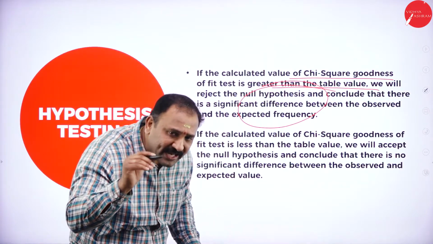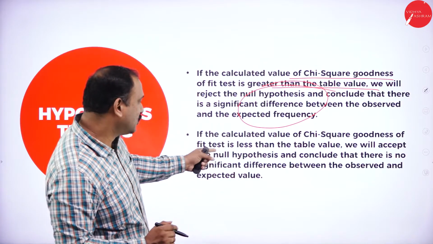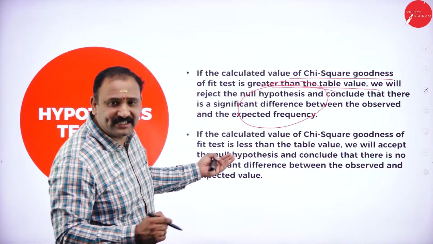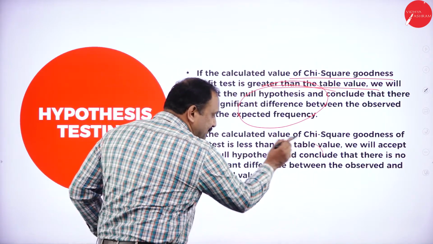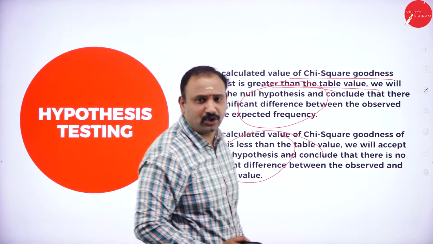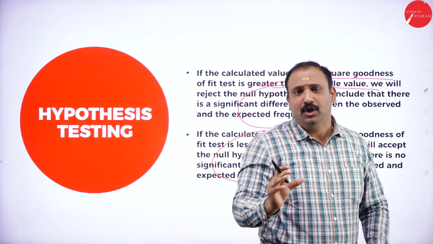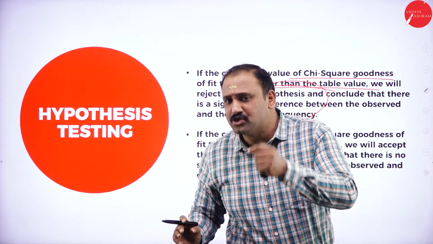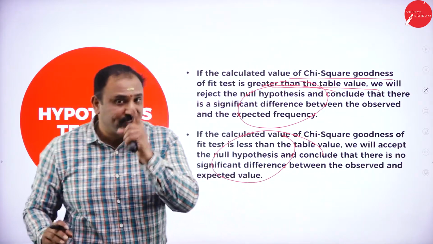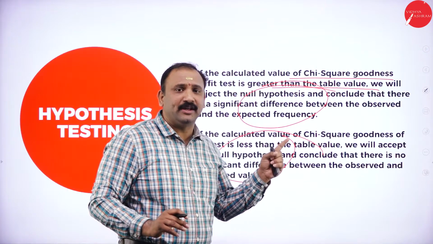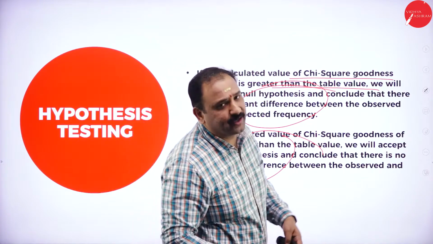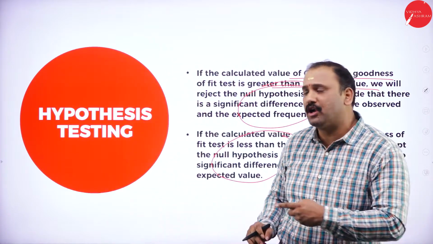If the calculated value of the chi-square goodness of fit test is less than the table value, now that's a very, very simple condition, then we will accept the null hypothesis and conclude that there is no significant difference at all. But many a times, let me tell you, you will definitely get some significant difference from the observed value. That is why the chi-square test will always try to prove the null hypothesis is not true and we need to go in for an alternative hypothesis.